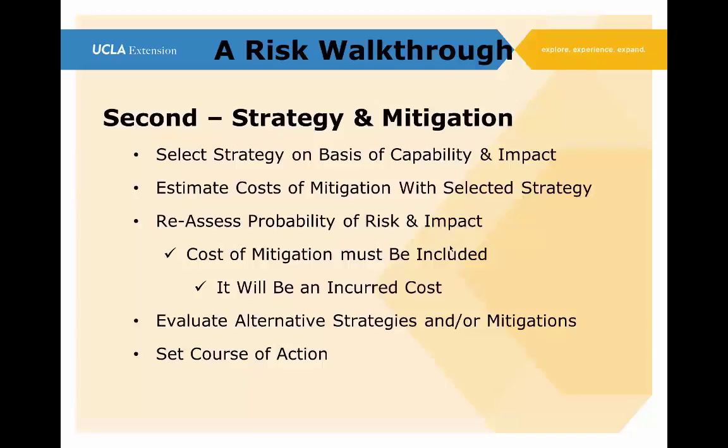Once we've established or identified some form of mitigation or some other way to reduce the impact, we need to reassess the probability of the risk and the impact. In other words, if the impact of the risk was $100,000 before we did any mitigation, what is the impact of the risk after we've done some mitigation? Instead of 100,000, it might be down to 50,000, 70,000, 20,000. That has to be reassessed. So the change in the probability of the risk and the impact has to be reassessed.